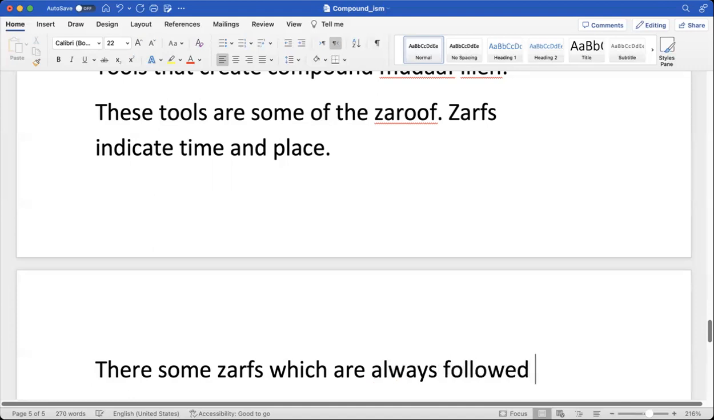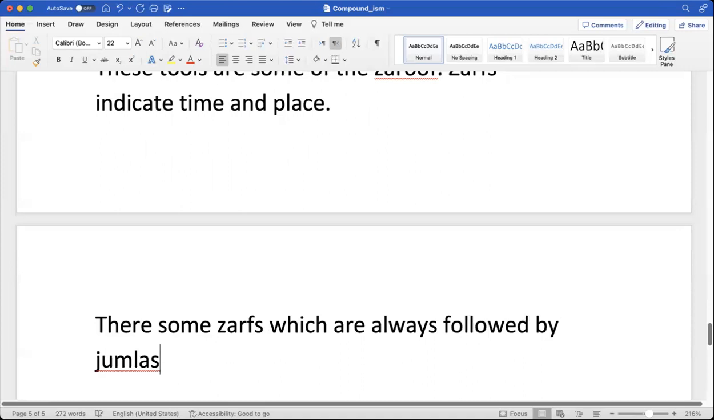followed by jumlas, whether jumla ismiya or jumla fi'liya, doesn't matter. They never come with a single ism. Generally in mudaf and mudaf ilay, we have two isms: ism one is mudaf and the ism followed by it is mudaf ilay. In the case of some zarfs, we have zarf followed by ism, and that ism becomes mudaf ilay. But these zarfs are never followed by a single ism. They are followed by a jumla, so that whole jumla becomes a compound ism.